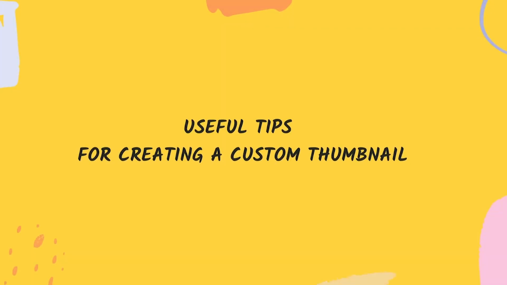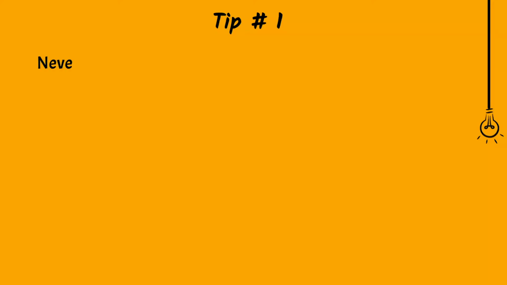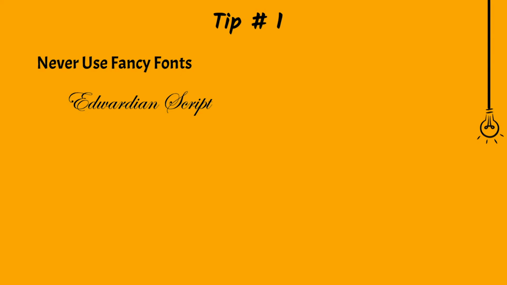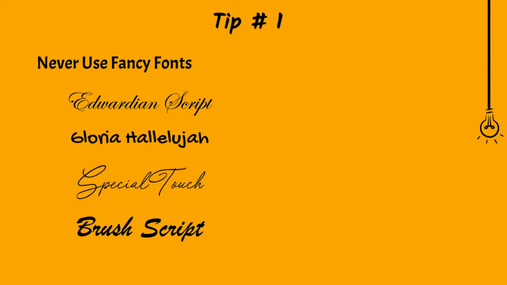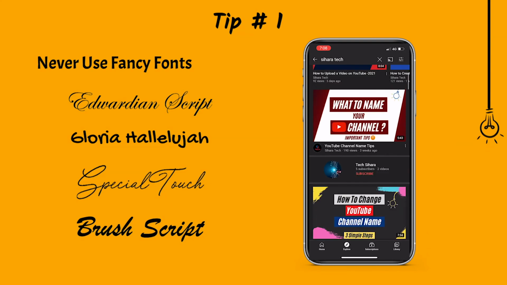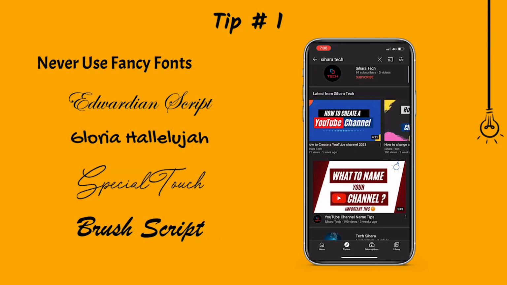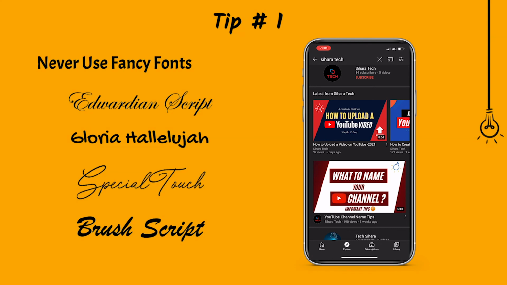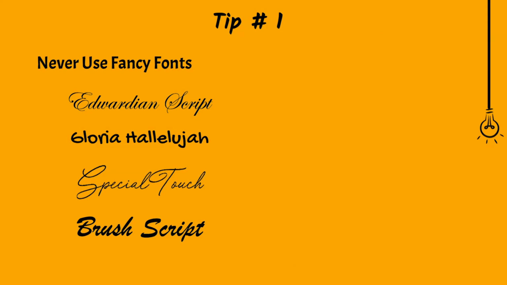Now it's time for some useful tips, which you should keep in mind before you create a thumbnail for your video. Tip number 1. Never ever use the fancy fonts, as those might look good on a bigger screen, but you have to keep in mind the mobile dimension as well, where the view for the thumbnail is very small, and your text on your thumbnail should be more prominent and readable by everyone. So make your thumbnail elements bigger in size.